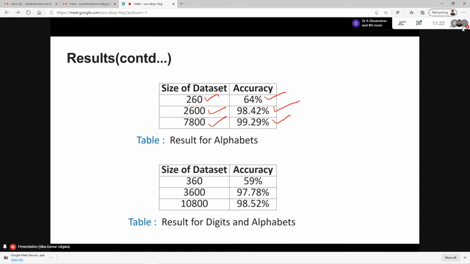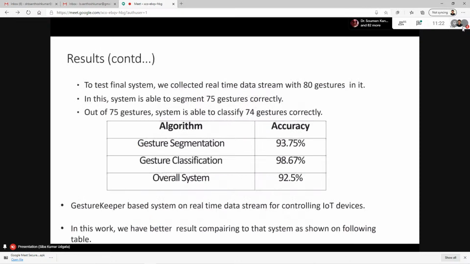Similarly, if you take both alphabets and digits together, I repeat, both together, then it becomes 36 classes. With 10 samples each, that is 360 samples, and the accuracy is only 59%. With 3,600, accuracy is 97.8%. With 10,800, accuracy is 98.52%. So look at this, the more the samples using a deep learning network, the more your accuracy can increase.